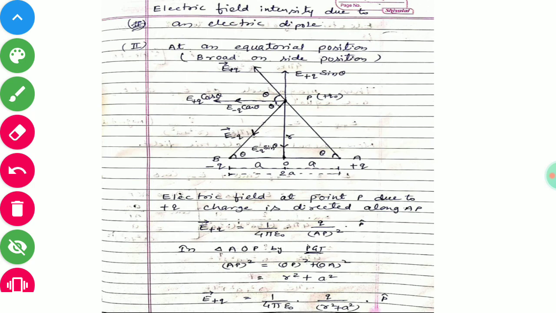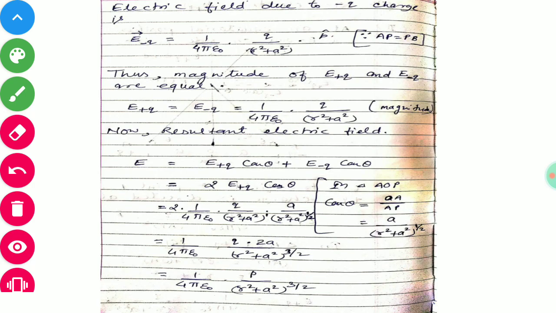And one more thing over there: this negative charge will attract this test charge in that direction. So the direction of E minus q is along the P to B direction. Now E minus q is equal to 1 by 4 pi epsilon naught, charge q by distance square. So AP is equal to PB, and the value of AP square is also equal to PB square. So you can directly use r square plus a square into a unit vector.